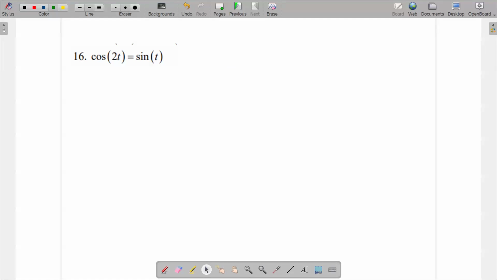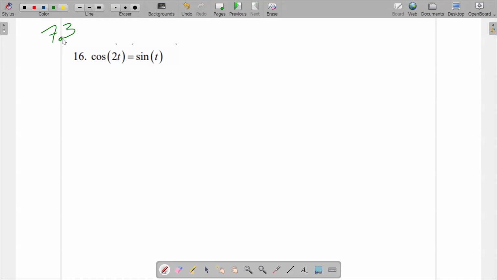All right, so this is section 7.3, the theme of which is double angles. So this right here, where sine of 2t equals, cosine of 2t equals sine of t, there's really not much I can do to solve this at the moment.